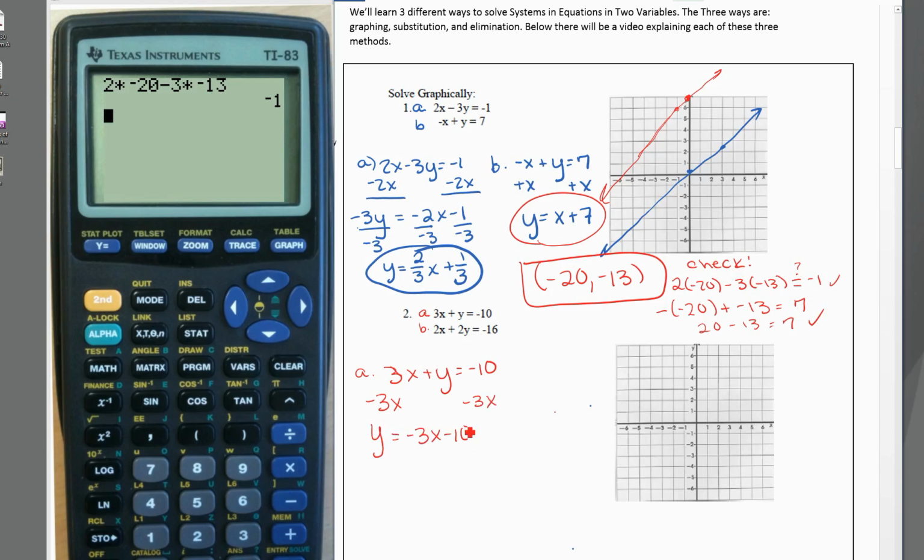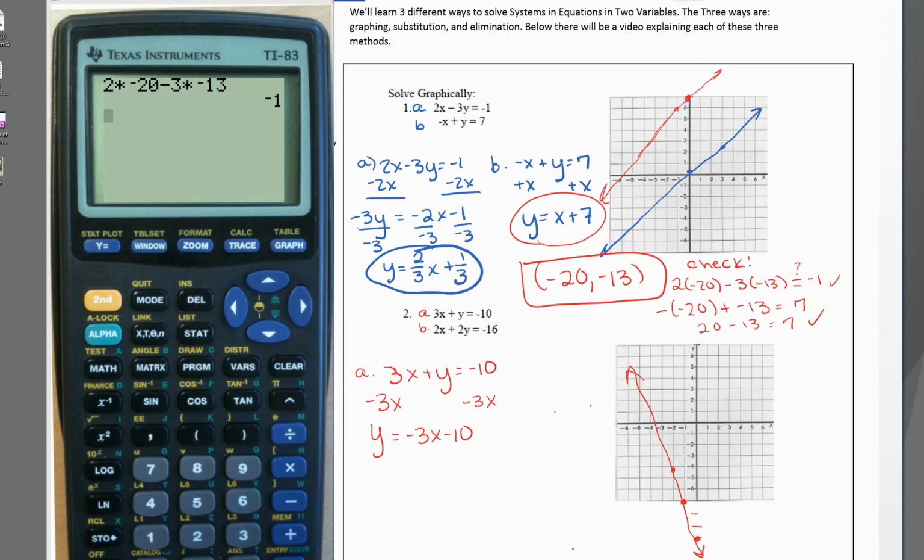Okay, and let's go ahead and graph that in red. Unfortunately, negative 10, so that'd be negative 7, negative 8, negative 9, negative 10 would be down here. And to do negative 3, we would go down 3 and over 1. We can also go up 3 and left 1, or right 1. Okay, so this would be our line.